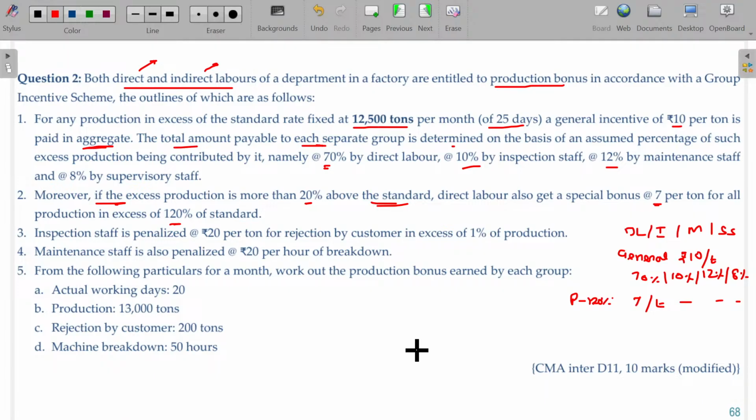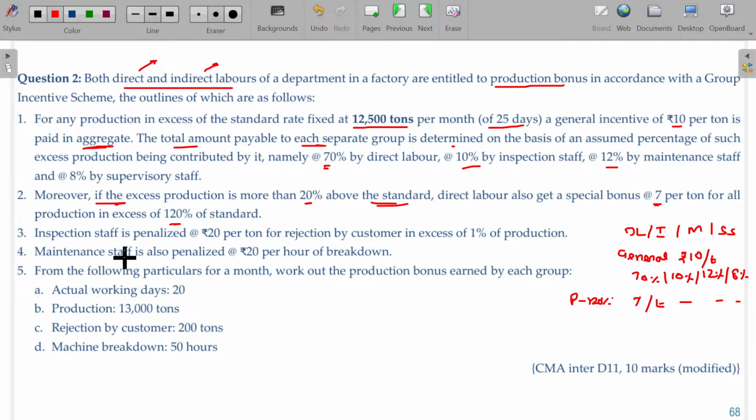Find out the standard production for the hour. If the standard production per hour is 100 and in this particular case the actual production is 130, there is a 30% excess production. Up to 20%, leave it. Beyond 120, another 10% is there, and for that the direct laborers are taking the credit. So for them we are offering 7 rupees. If the production is beyond 100, all the employees are eligible. If the production is above 120, then that 7 rupees per ton on the portion above 120 will be offered only to the direct laborers, others will not get.